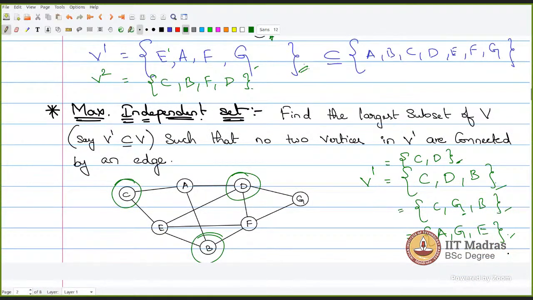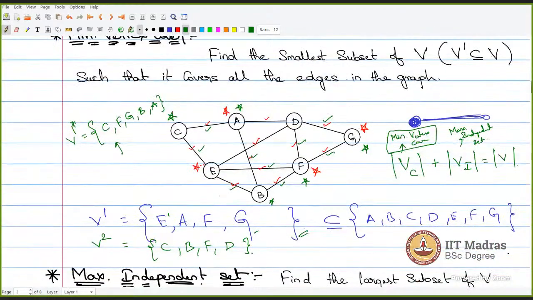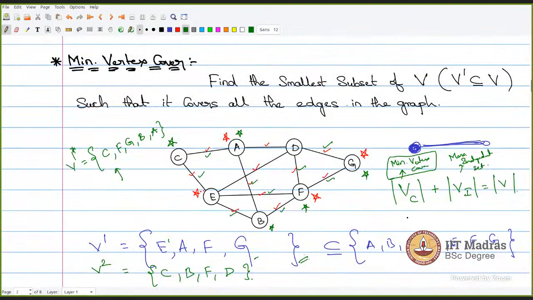What happens when the graph is a complete graph? Maximum independent set will be 1. Minimum vertex cover will be n minus 1. The condition you have given there, V dash plus VC dash. Correct. It should only be minimum vertex cover. That is the minimum vertex cover.